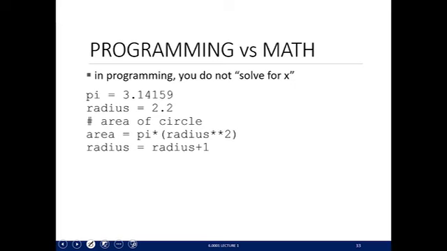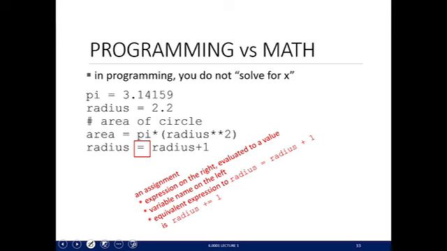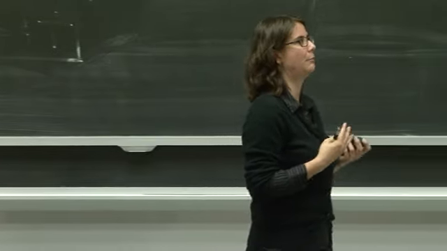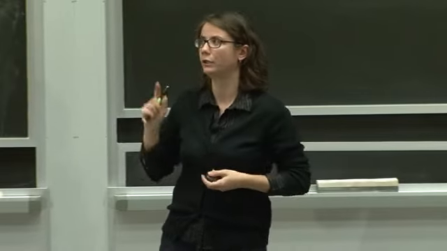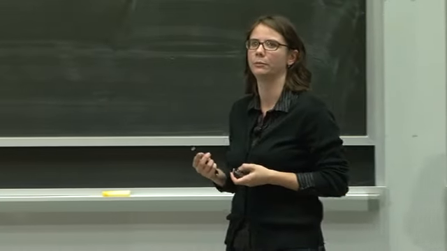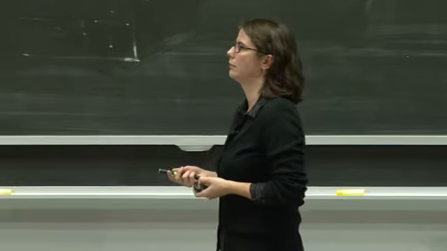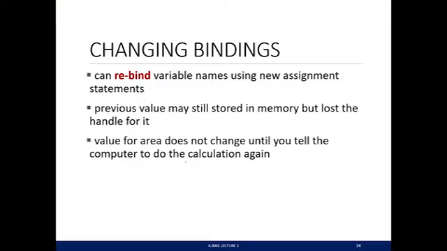So that means always in programming, the right-hand side is going to be an expression. It's something that's going to be evaluated to a value. And the left-hand side is always a variable. So it's going to be an assignment. So the equal sign is not like in math, right, where you can have a lot of things to the left and a lot of things to the right of the equal sign. There's only one thing to the left of the equal sign, and that's going to be a variable. And the equal sign stands for an assignment. Once we've created expressions and we have these assignments, you can rebind variable names using new assignment statements.